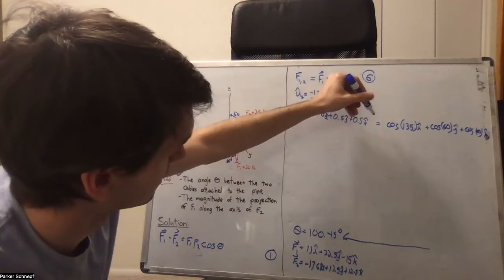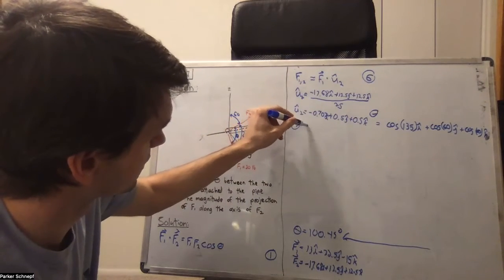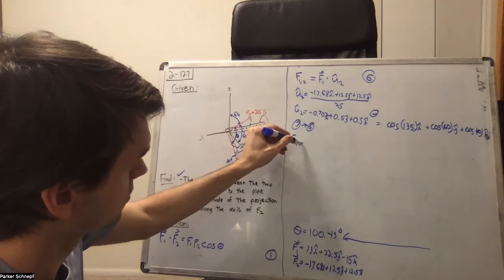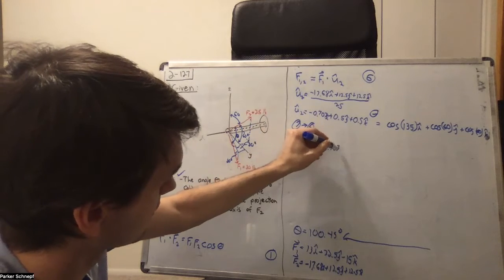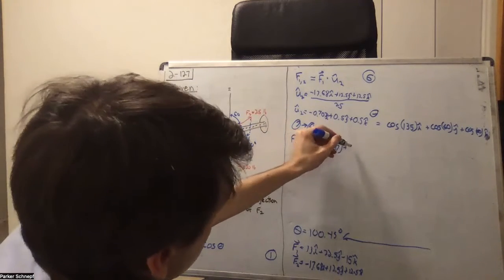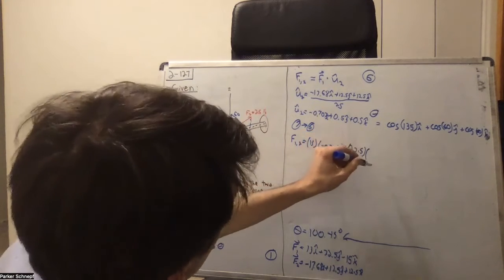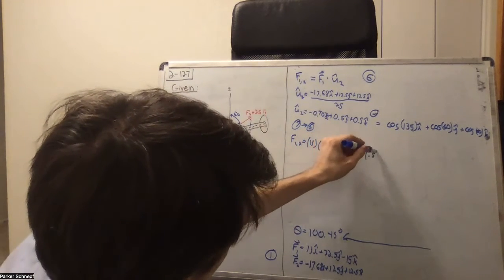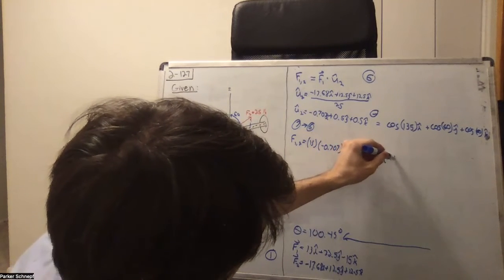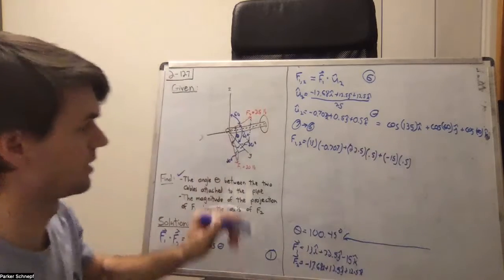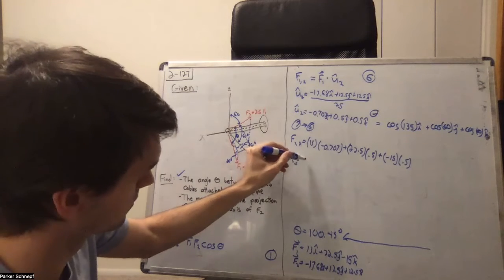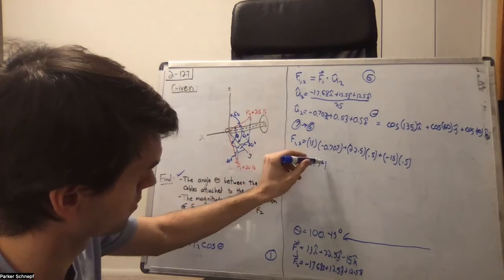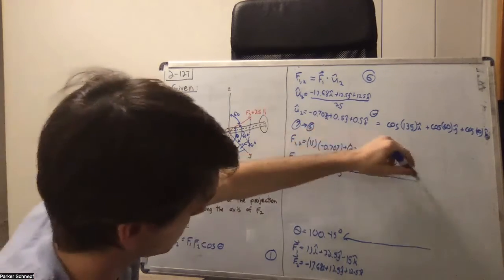So let's see if I called this 7. We're just going to put 7 into 6. And what we end up with is that F1 projected along 2 is going to be 13 times negative 0.707 plus 22.5 times 0.5 plus negative 15 times 0.5. And when I do the math, that gets me a value of negative 5.44 pounds. So that's another final answer.